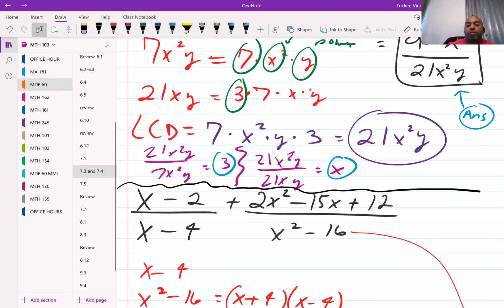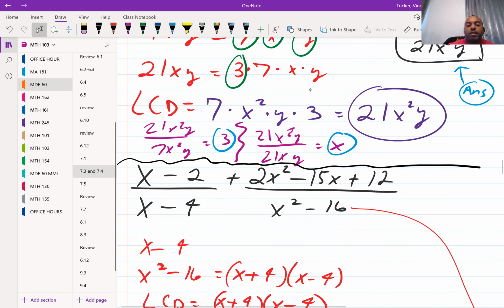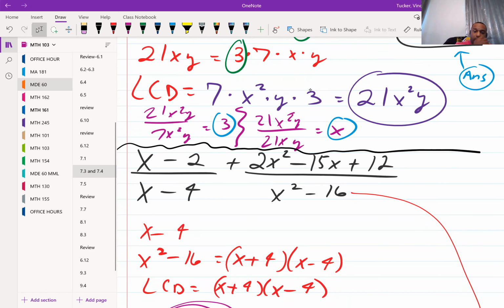All right, first move is to figure out what the LCD is. So x minus 4 is nothing you can do with that as far as factoring is concerned. x squared minus 16, those are the difference of squares. So that'd be x plus 4, x minus 4. And so that means your LCD will be x minus 4 and x plus 4. Once again, you do not use x minus 4 twice. So essentially your LCD is the x squared minus 16.